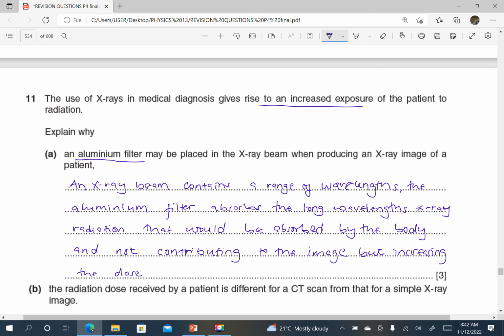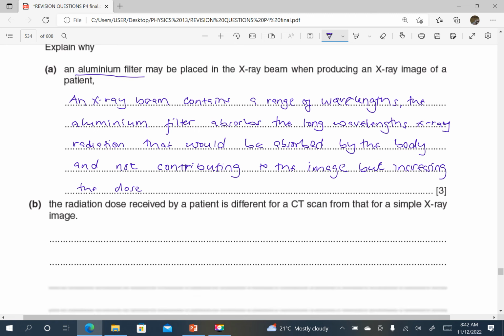So an X-ray beam contains a wide range of wavelengths. That's why we had a continuous distribution of wavelengths. The aluminum filter absorbs the long wavelength X-ray radiation. That would be absorbed by the body and not contributing to the image, but simply they would be increasing the dose that you are taking in, which is dangerous to your body.